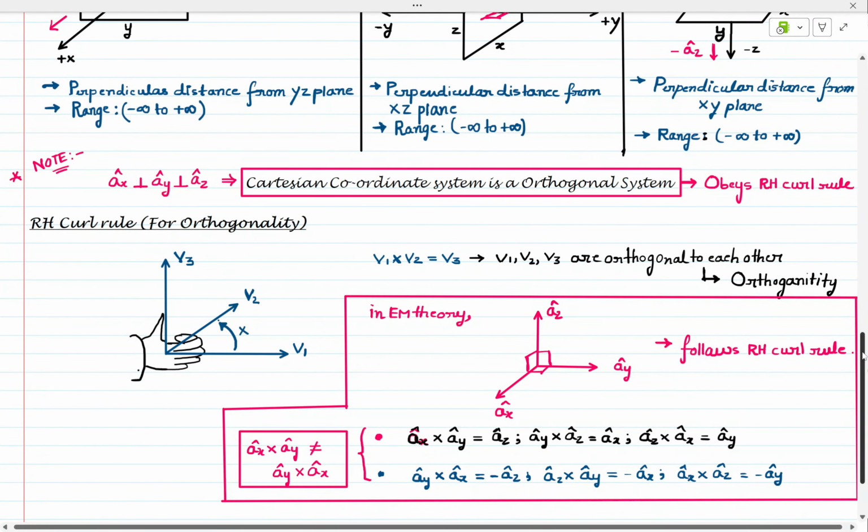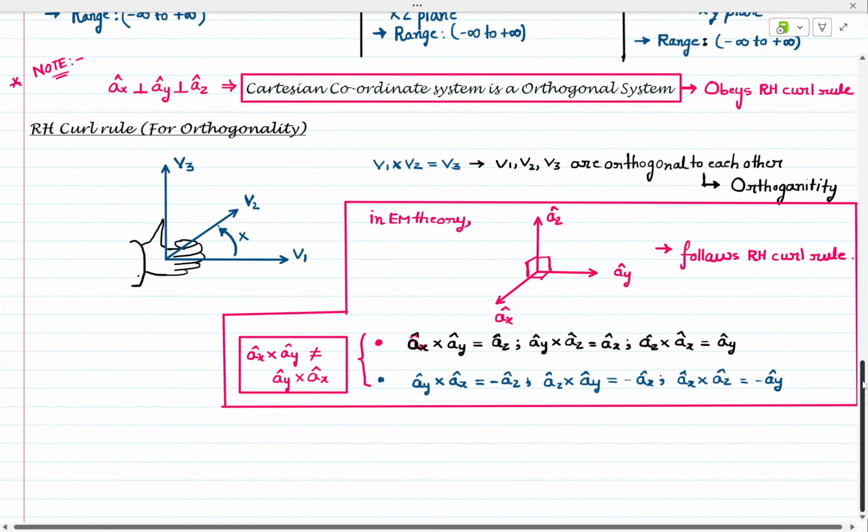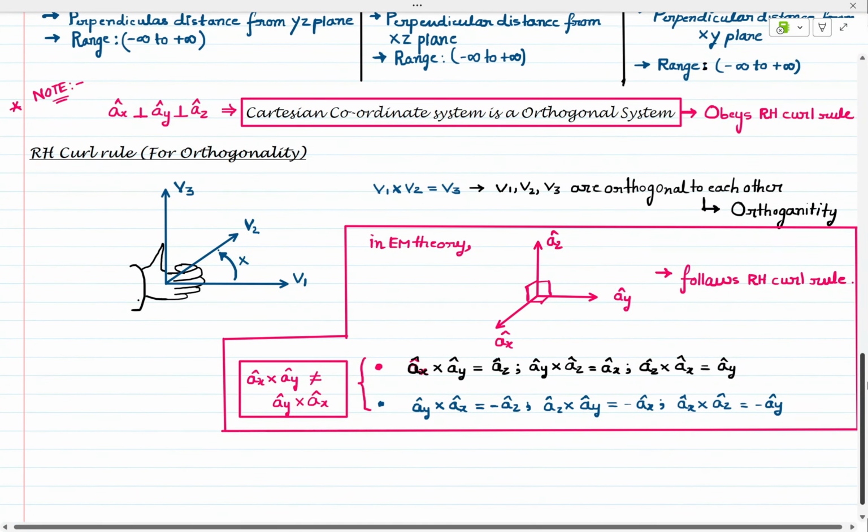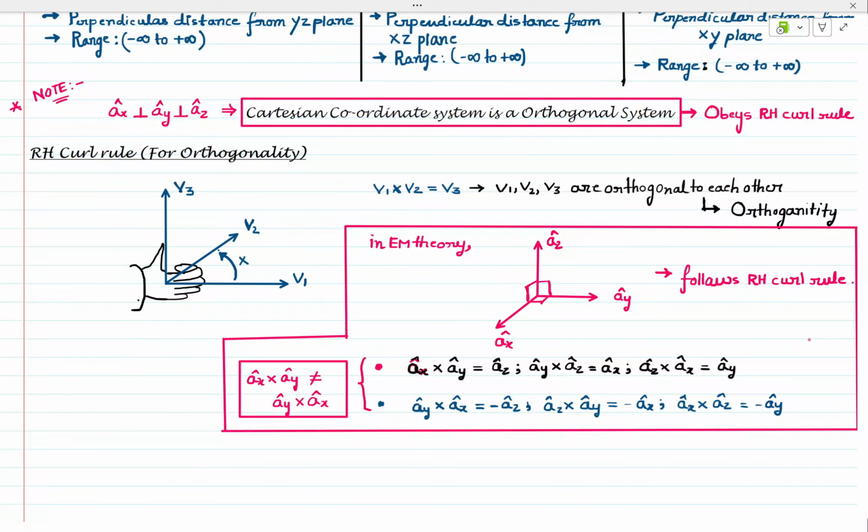So that's all for today. In the next class I will touch on some more parameters in the Cartesian coordinate system, that is, differential length, area, and volume parameters. I will discuss them in the next class.